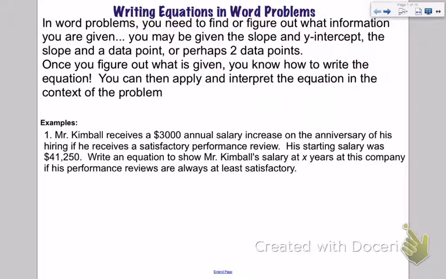Right, this is the notes for topic 4, applications. So what we're going to do here is we need to figure out what information we're given, what we need to interpret, and how to use the information that we have.